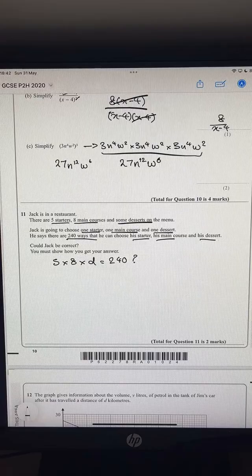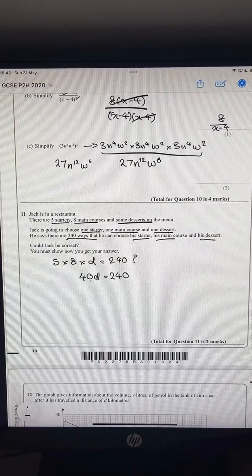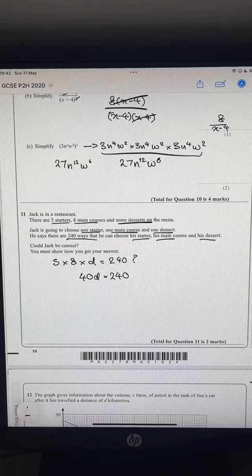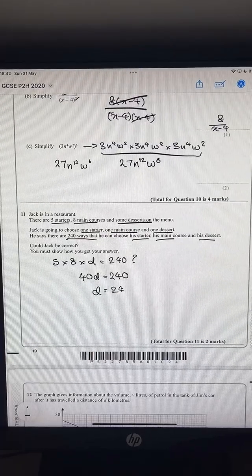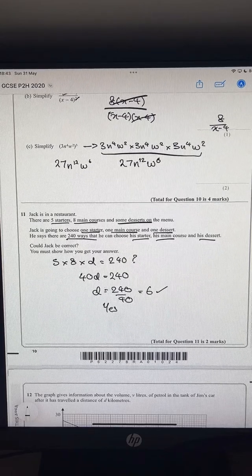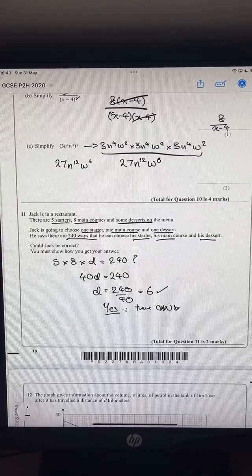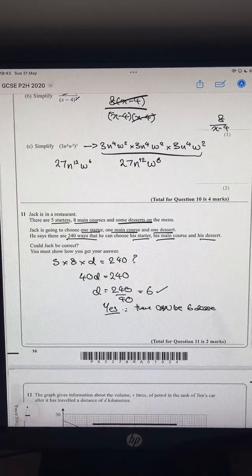Now let's see if this is possible. So 5 times 8 times D is just 40D, and that's going to be equal to 240. So I'm going to divide both sides by 40 because I'm doing 40 times D, so I do the inverse. So D equals 240 divided by 40, and I get 6. Now, could he be correct? Just check. Does my answer make sense? Is 6 desserts possible? Yes. So I'll just say yes, because there can be 6 desserts.